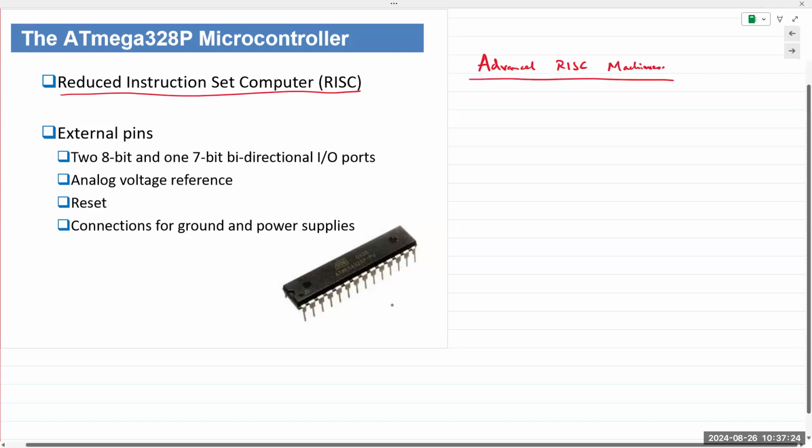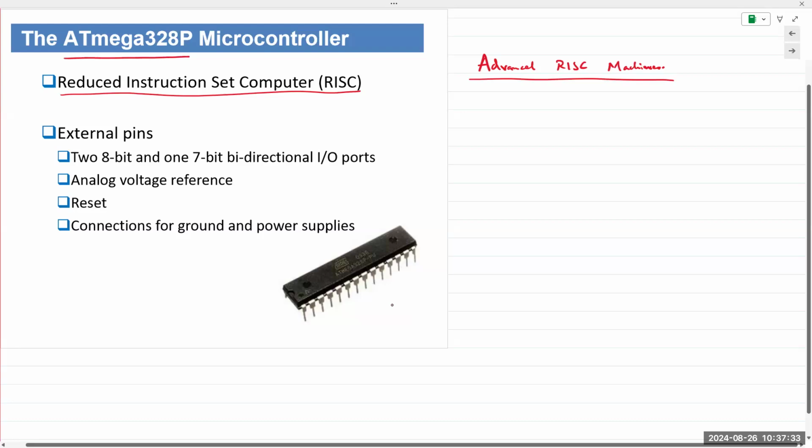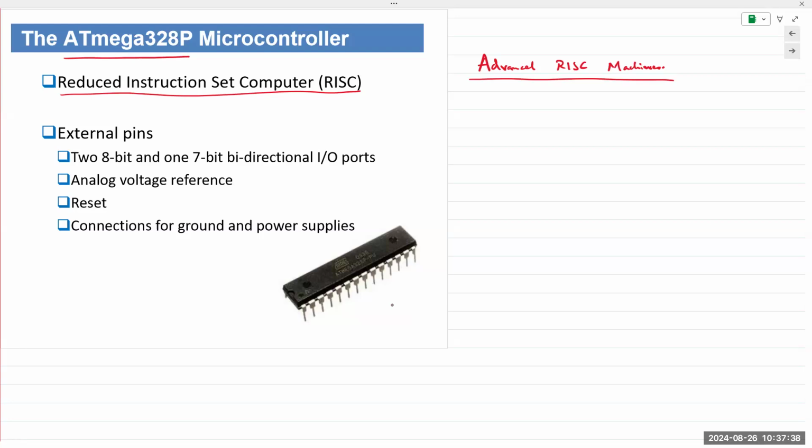so a RISC machine is a reduced instruction set computer. And there is a very famous microcontroller chip made by Atmel known as the ATmega328P. It's shown right here. It's a 28-pin microcontroller. This is what it looks like.